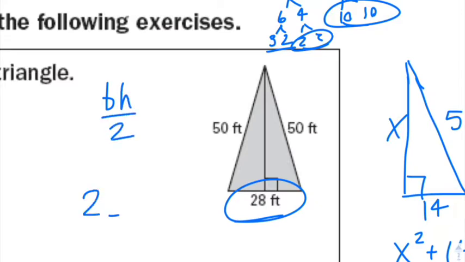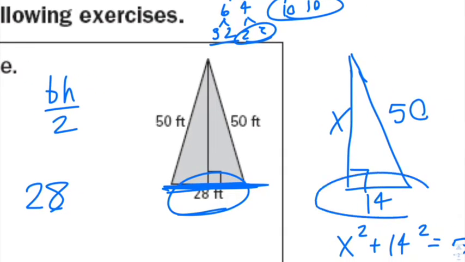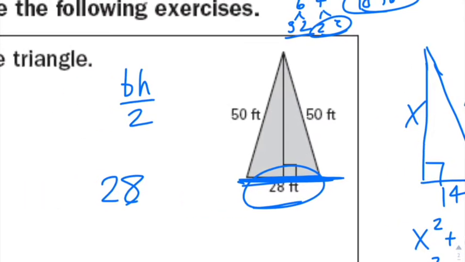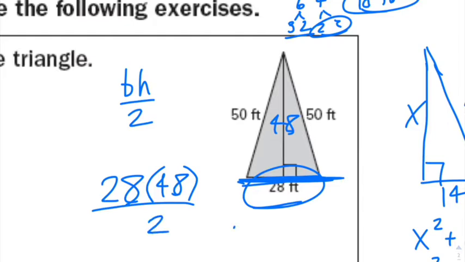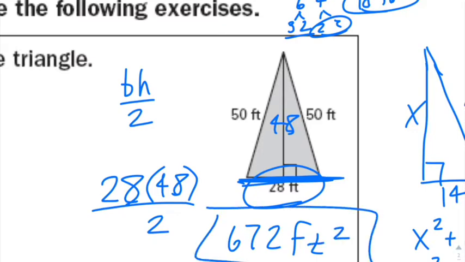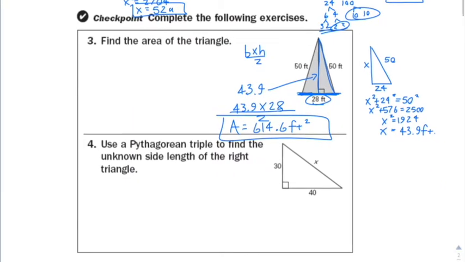So we're going to do 28. Now remember, you want to take the entire base, not the base that we were dealing with beforehand. So we'll go 28 times the 48 for the height, and then divide that by 2. When you do that, you get 672. And then don't forget your units, so feet squared: 672.